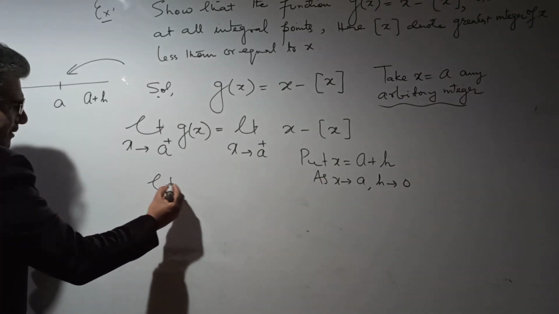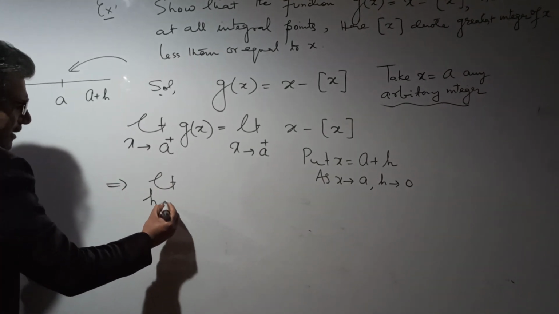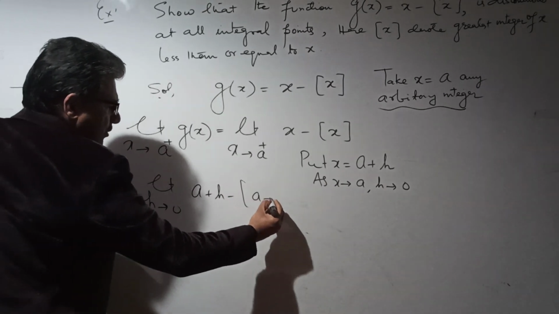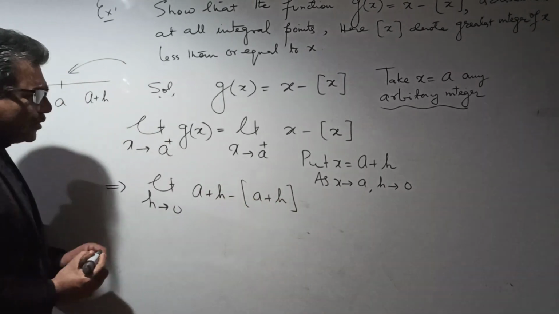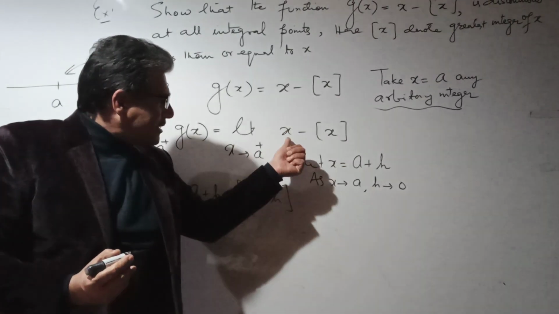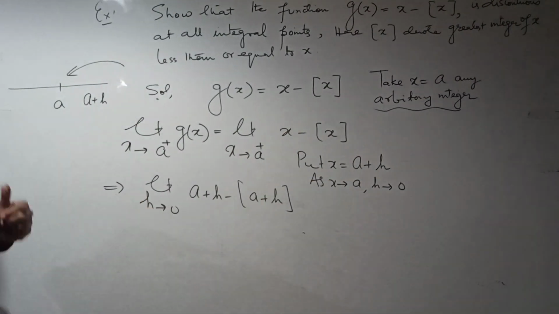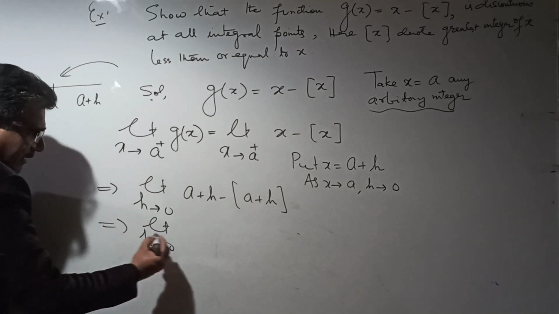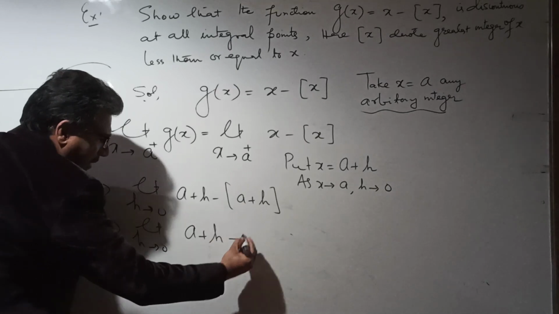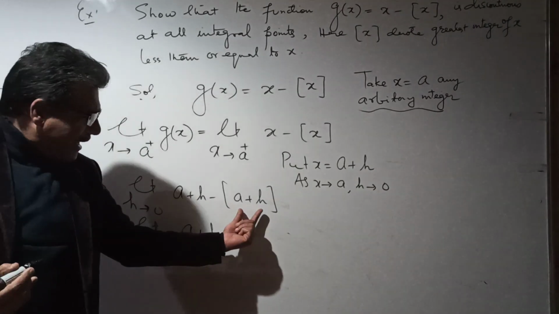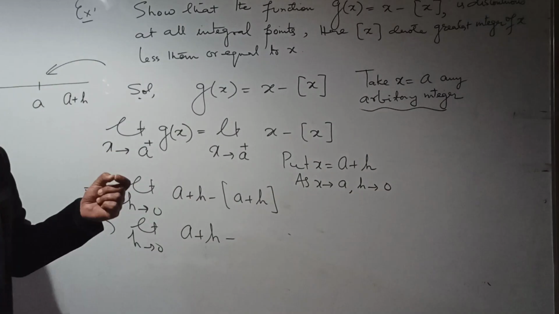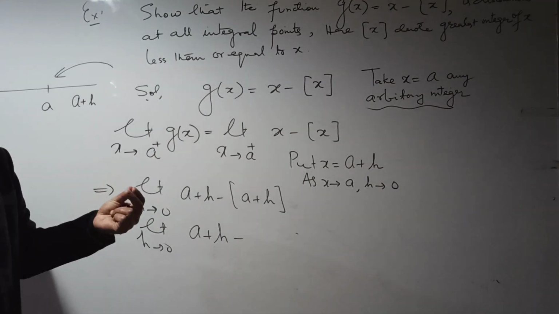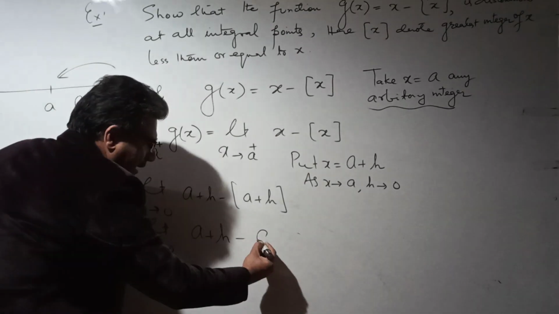Therefore, the limit h tends to 0, x is a plus h minus greatest integer of a plus h. What I have to do? I have to put x is equal to a plus h here as well as here. Now, which is further equal to limit h tends to 0, this is a plus h as it is minus. Now you know it is slightly greater than a because h is very small. So it is a plus slightly greater than a. Whose greatest integer is again a?